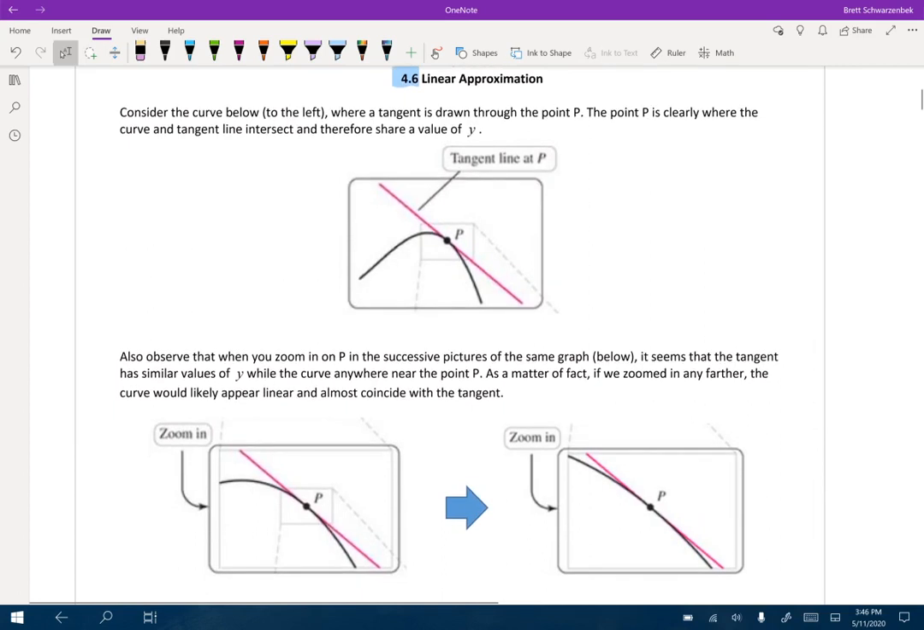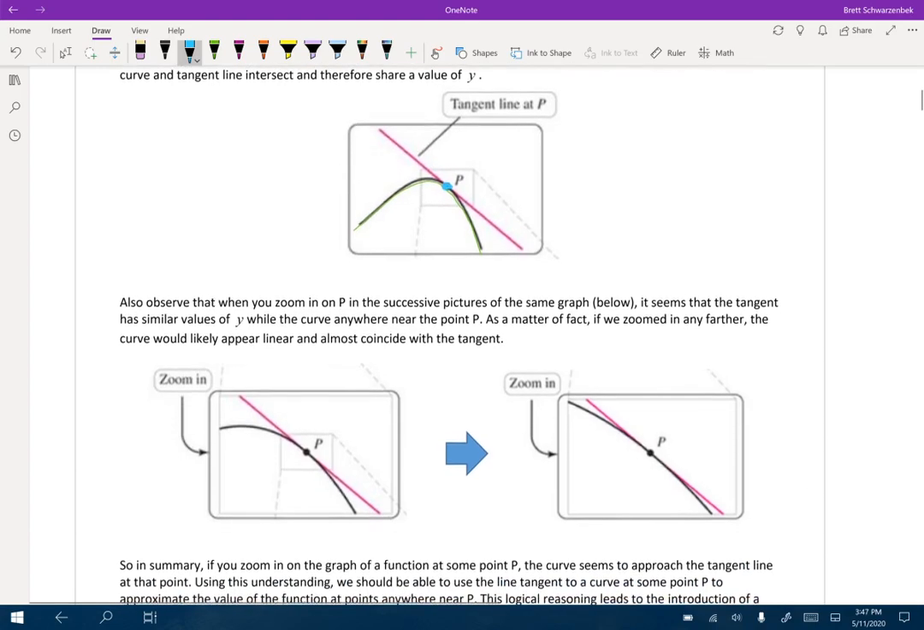So let's just say that we have a typical curve like this, and then we have a tangent running through that curve. So in pink, you see that. Where is that tangent intersecting the curve? At the point P. So clearly they share a value of y at this point. It's the only value of y that they share, actually. So that's where we start.